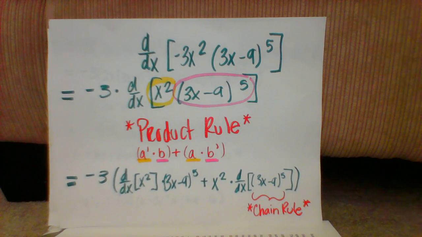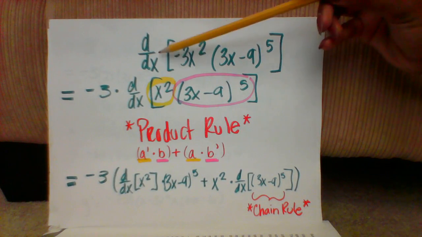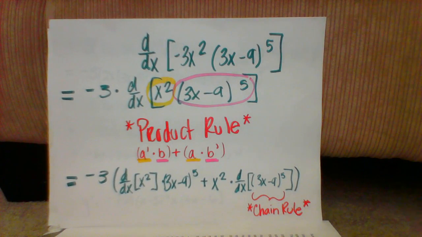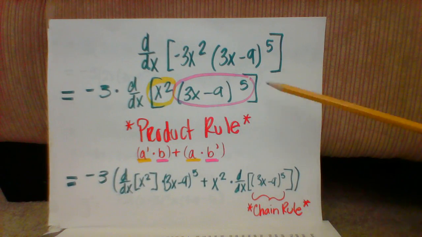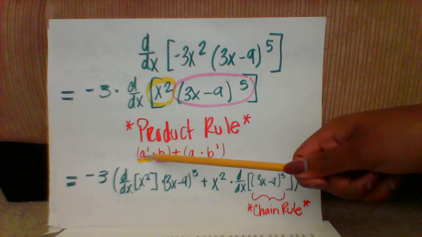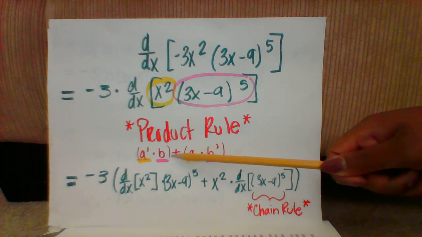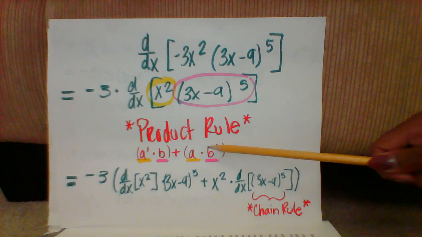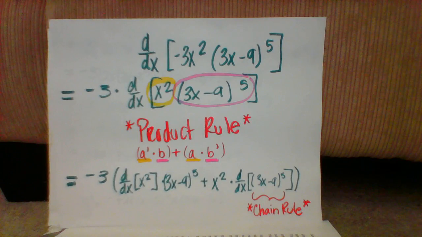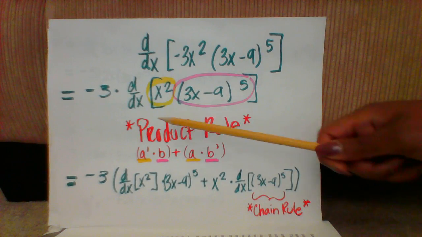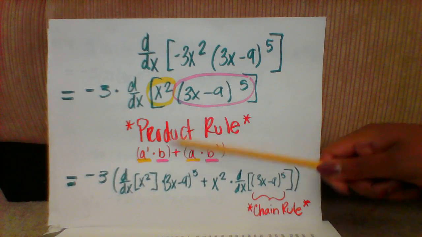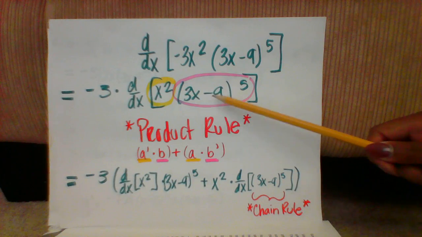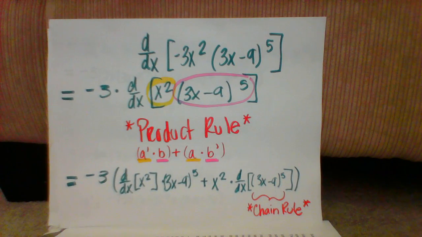We first begin by finding the first derivative. To find the first derivative, we'll be using the product rule. The product rule states that the derivative of a times b is the derivative of a times b plus a times the derivative of b. In this scenario, a equals x squared and b equals (3x minus 9) to the 5th power.